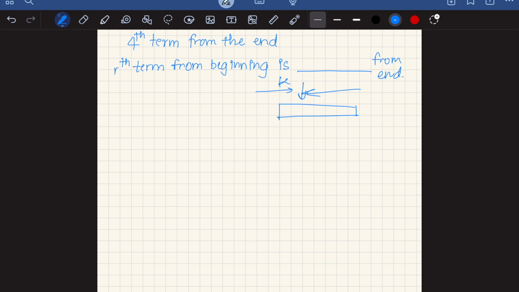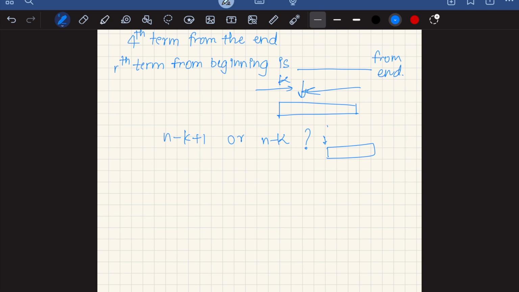Okay, so I have two answers and one of them is correct. Does anybody else have anything to say about this? Is it n minus r plus 1 or n minus k plus 1, or is it n minus k? Okay, exactly, it's plus 1 because, as a simple example, if you're looking at the first term from the beginning, then it is the nth term from the end.